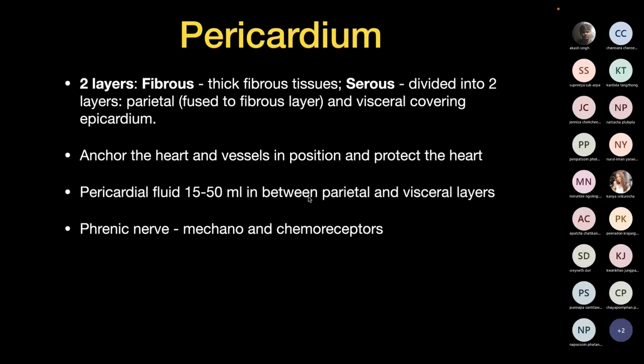So the first one is fibrous, which is the thick tissue outside of it, and the serous layer, which is next to, touching the heart. And then that one is divided into parietal and visceral.